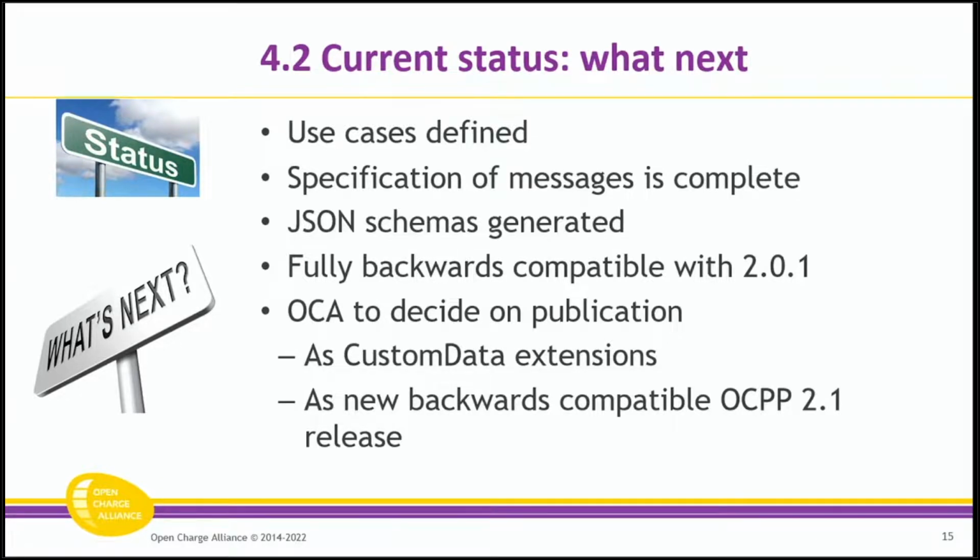And now it's up to the OCA to decide on how we're going to publish that. We were first thinking of custom data extensions, but it turns out to be a pretty large change. And in fact, we think it's probably better to introduce this as an OCPP 2.1 release, a new minor release, which has to remain backwards compatible. So everything that you have built for OCPP 2.0.1 still works. OCPP 2.1 would only add the new fields.